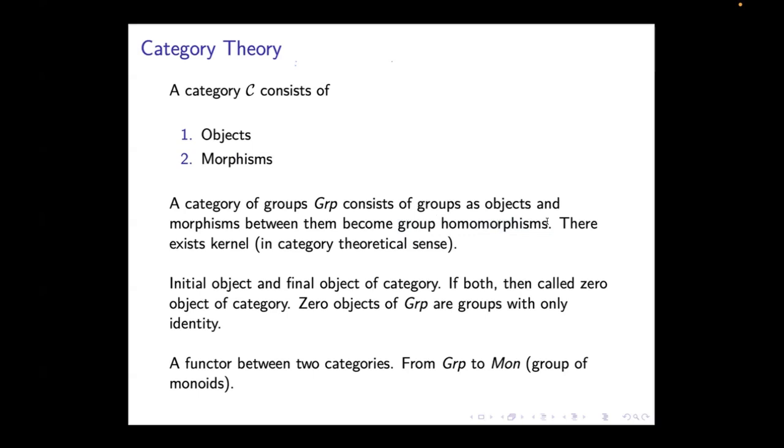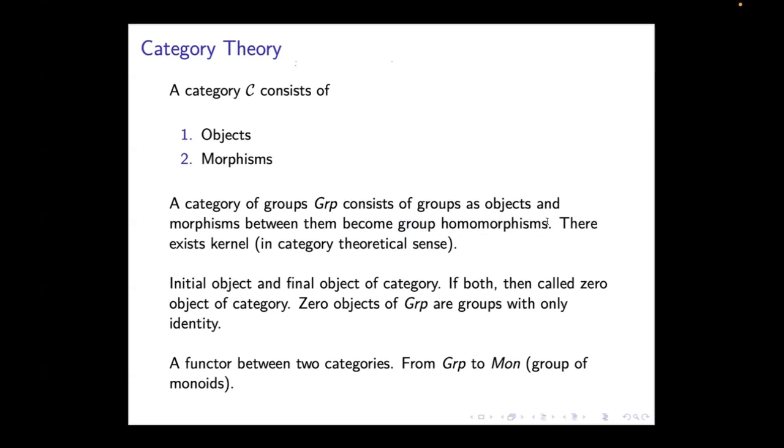You can imagine constellations. Every star in this constellation is related to another star by some sort of morphism. So a category of groups basically is that.